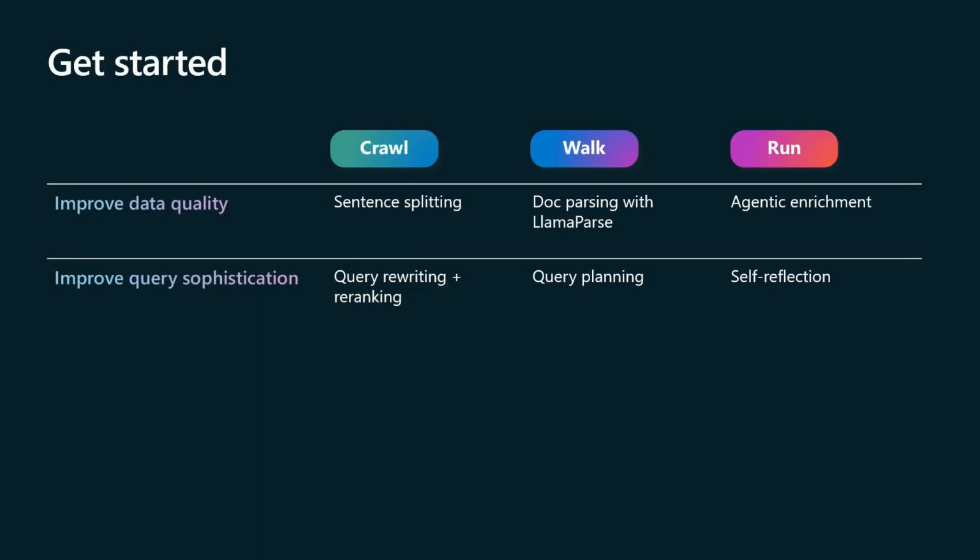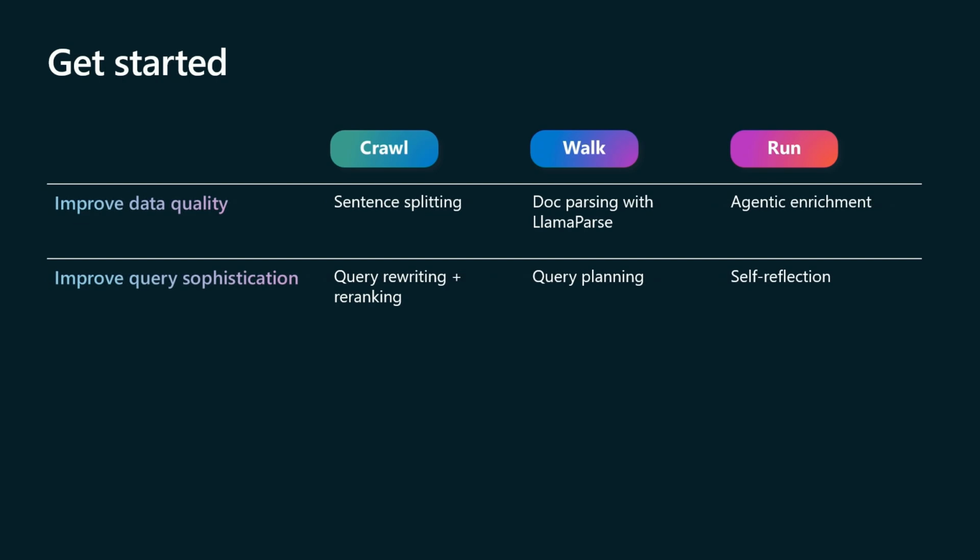All of these strategies that I've been talking about can be overwhelming, so let's break it down into some crawl, walk, and run techniques for improving data quality and improving query sophistication. For data quality, the basics are splitting and chunking. The next step forward is improving your parsing, for instance, with a service like LlamaParse. While the advanced technique is to use agents which look at your data and enrich it prior to querying.